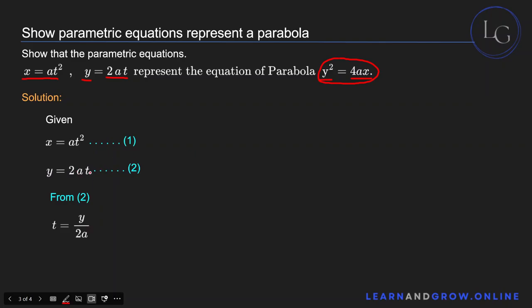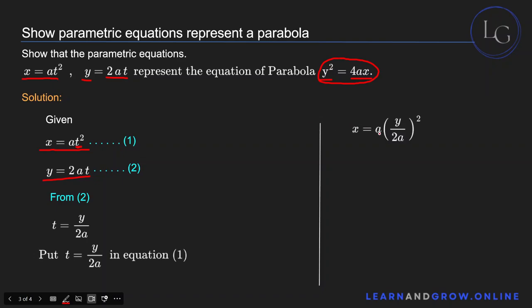So let's see. We need to isolate t over here in this second equation, right? So take this 2a to the left hand side, so it becomes y over 2a. t is equal to y over 2a, right? Now that you have this value of t, replace it in this equation over here, right? So this t square over here becomes y over 2a.